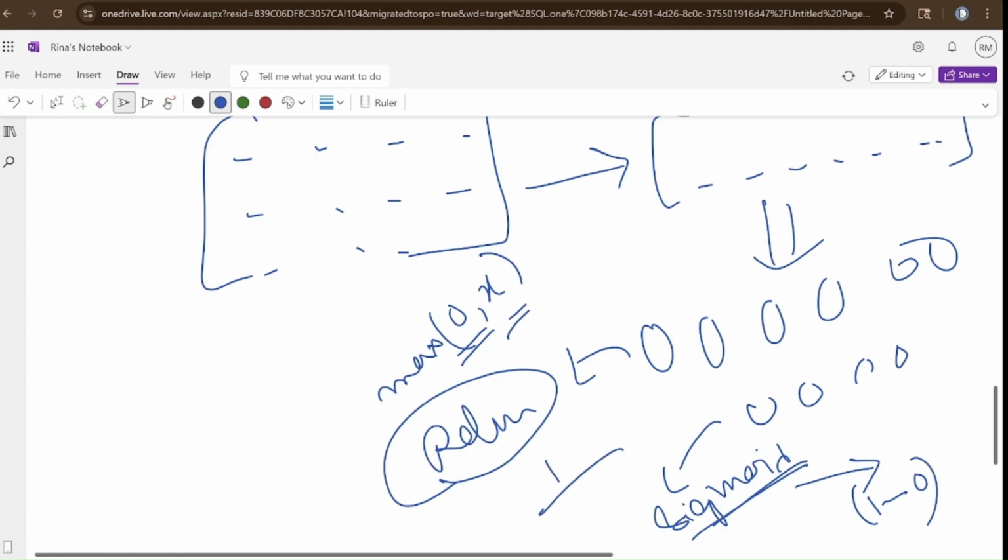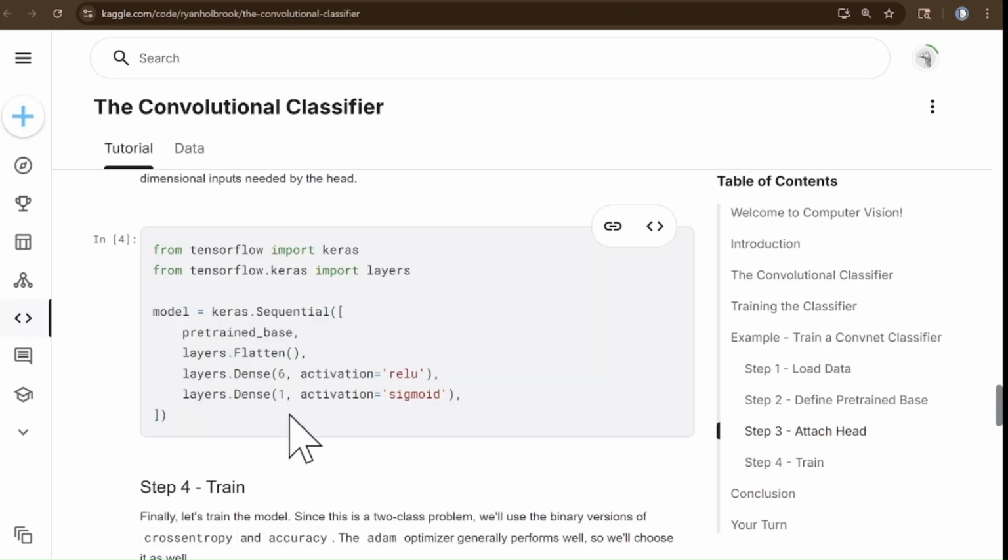Okay. What is the function? 1 by 1 plus e to the power minus x. These are the activation functions. I hope you have an idea about these things. These activation functions actually help to introduce non-linearity. This is a basic concept. Anyway, let's come back to our point. So this is how we have created the head.